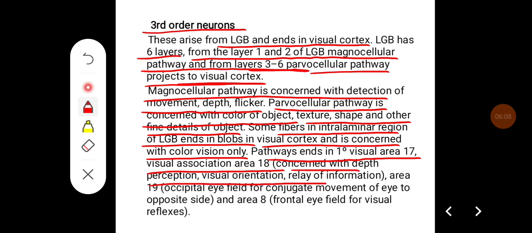Pathways end in primary visual area 17, visual association area 18, which is concerned with depth perception, visual orientation, and relay of information, and area 19, that is related to the occipital eye field for conjugate movement of the eye to the opposite side. Then they also go to area number 8, that is the frontal eye field for the visual reflexes.